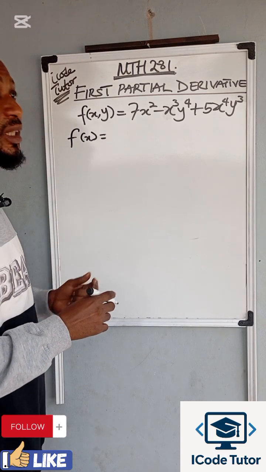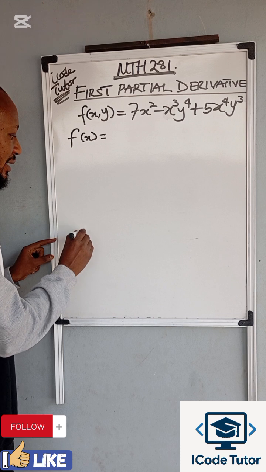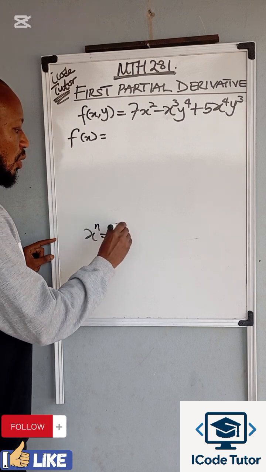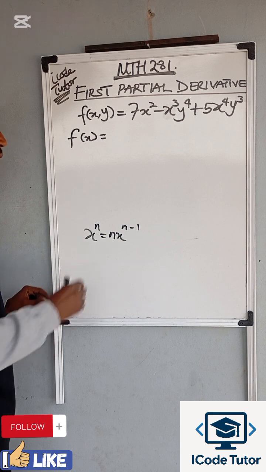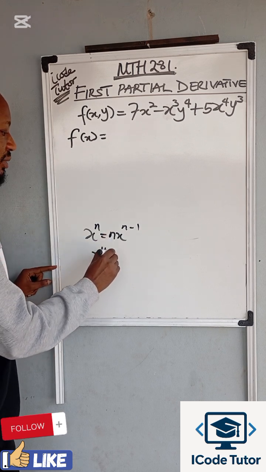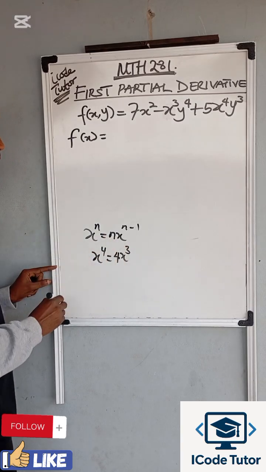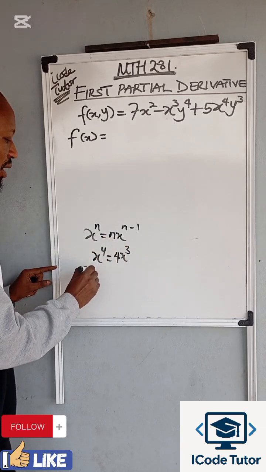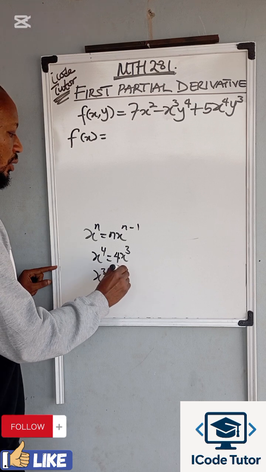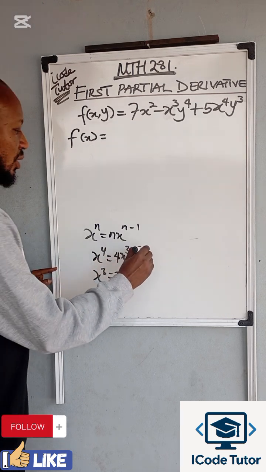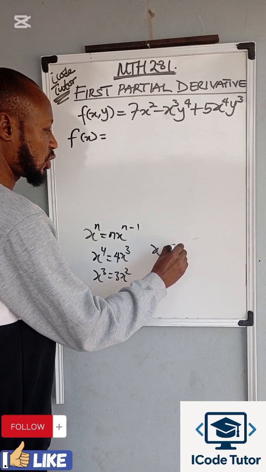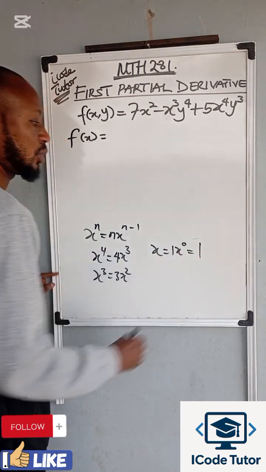Now, let's look at the power rule. The power rule states that the derivative of x raised to power n equals n x raised to power n minus 1. That means the derivative of x raised to power 4 is 4x raised to power 3. The derivative of x raised to power 3 equals 3x raised to power 2. The derivative of x is 1x raised to power 0, which equals 1.